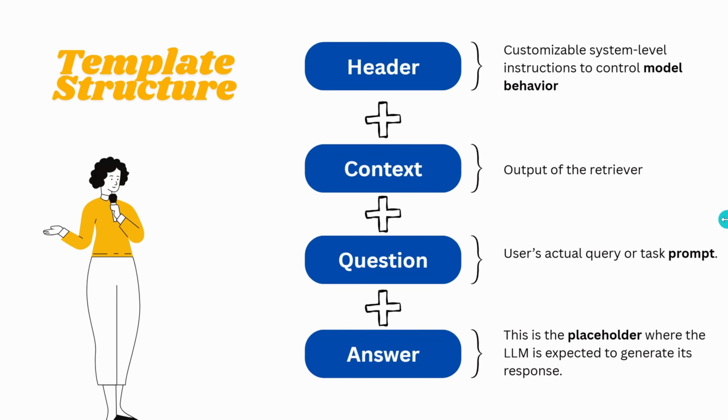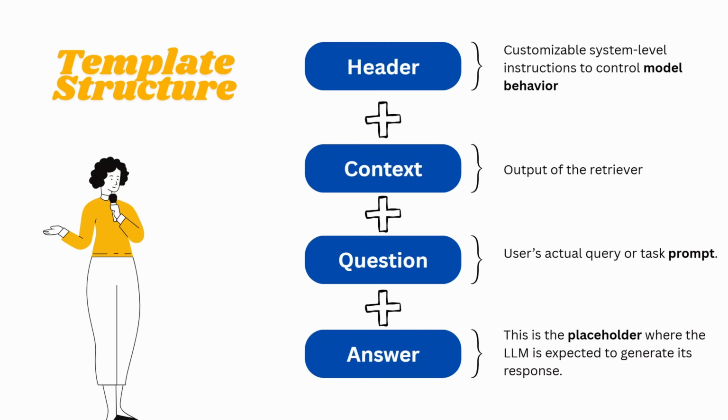Here is how we break it down. There is a combination of system level instructions and customizable guidance. It defines the role of the model, for example, you are a quantum assistant, and sets behavioral rules like using only the given context and avoiding assumptions. Second one is the context, which comes from the retriever. It's a relevant chunk of information retrieved based on the query. And third one is the question. This is the user's original query. This part changes each time.